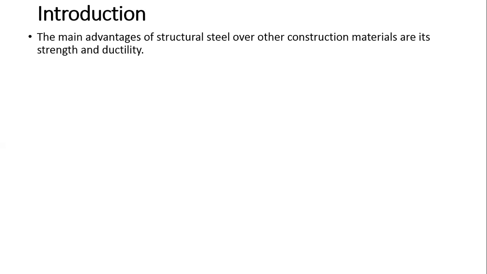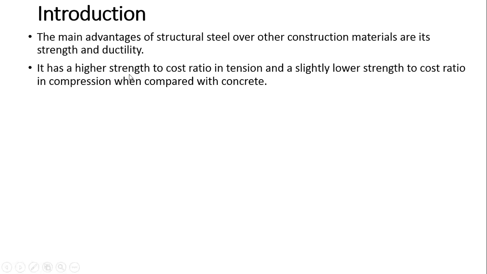The main advantages of structural steel over other materials are its strength and ductility. So, why are we using steel in bridges? Because of this requirement, that is the strength as well as the high ductility requirement of steel over other materials. It has a higher strength to cost ratio in tension, and a slightly lower strength to cost ratio in compression when compared to concrete structures.